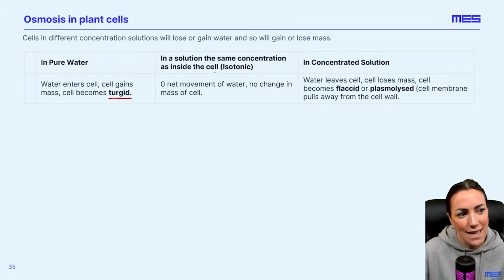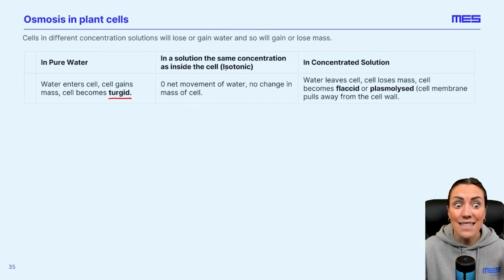If you place a plant cell in a solution that has the same concentration as inside of the cell, this would be described as an isotonic solution where the concentrations are equal. There'd be no net movement of water by osmosis. I mean, it would be moving in and out, but equally. So no overall or no net movement of water by osmosis. So no change in mass of the cell.